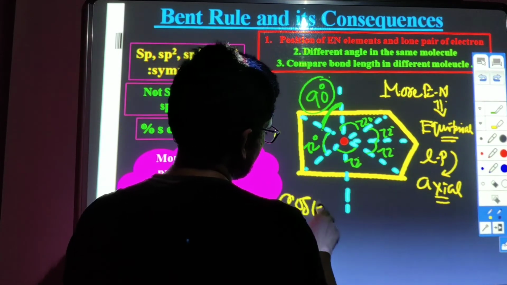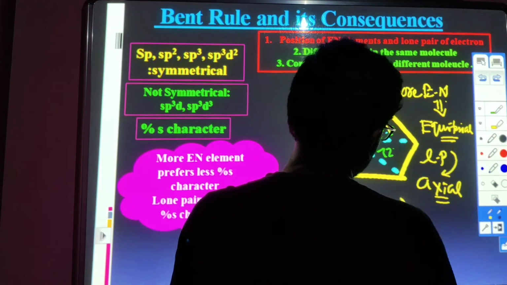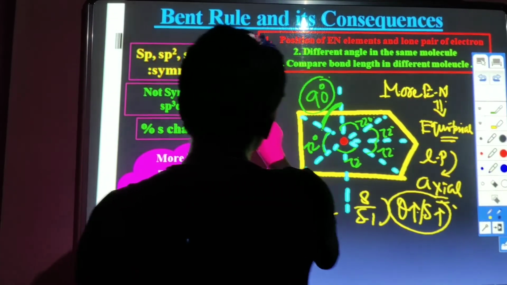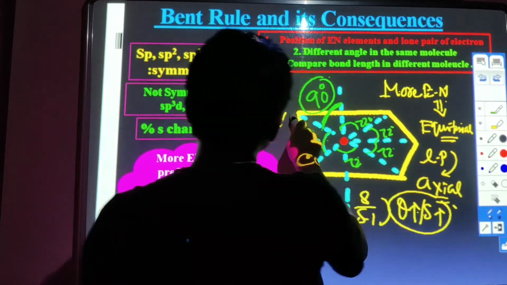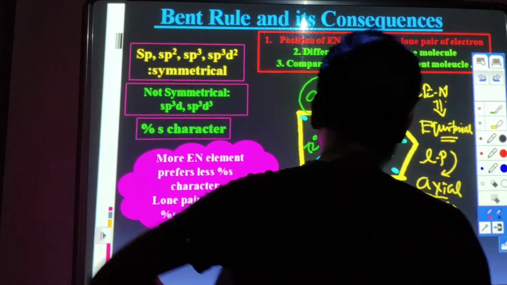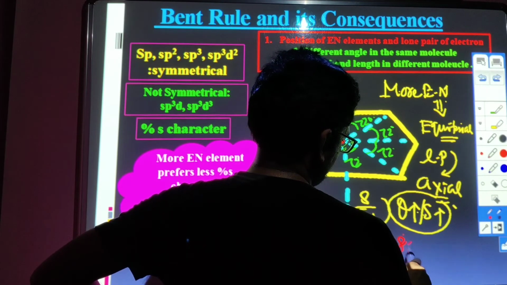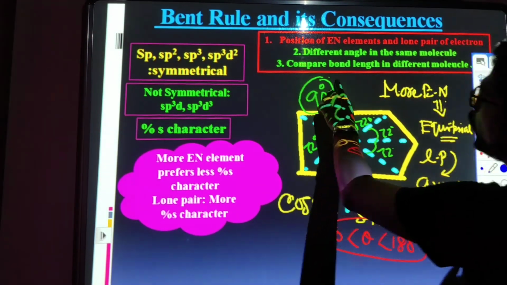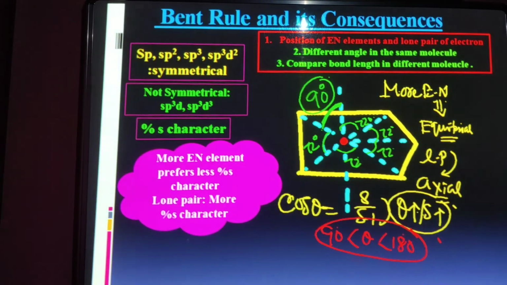cos theta is equal to s divided by s minus 1. As theta increases, percentage of s character also increases. Your theta is 90, more than 72. So here percentage of s character will be more, and the lone pair will be in axial positions and the more electronegative will be in equatorial positions.